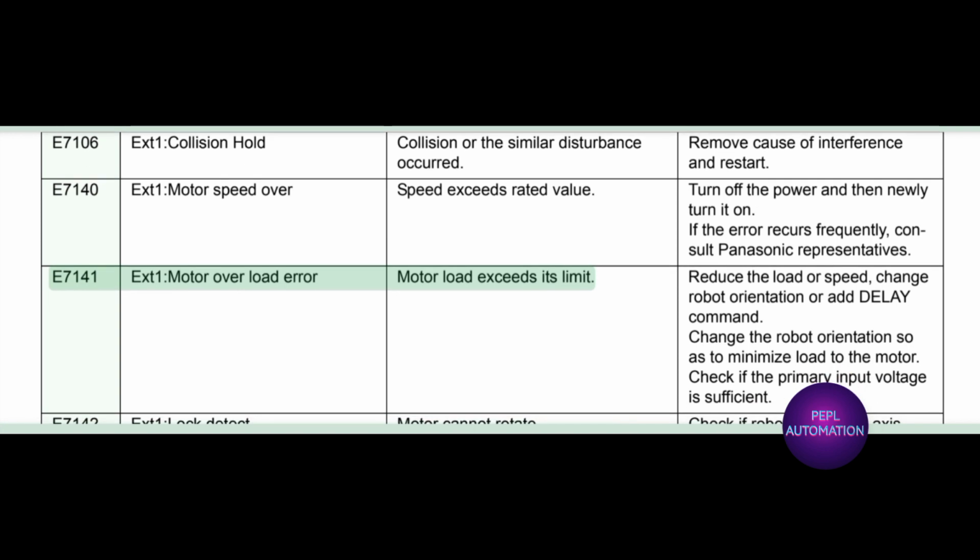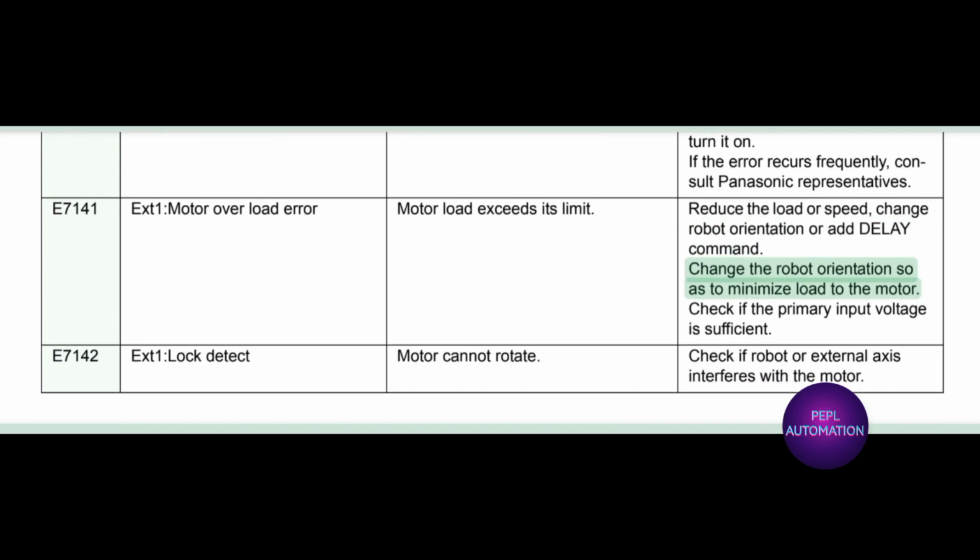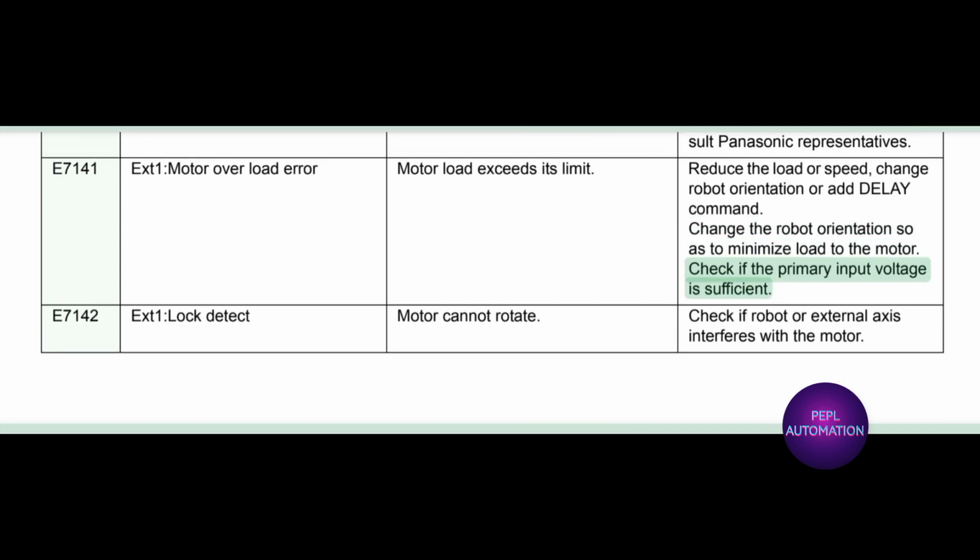E7141X1. Motor overload error. Motor load exceeds its limit. Reduce the load or speed, change robot orientation or add delay command. Change the robot orientation so as to minimize load to the motor. Check if the primary input voltage is sufficient.